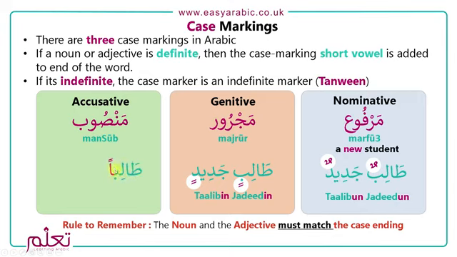So here when you add the double form of fatha, you have to add an alif, so طالبا, unless it's a ta marbuta. So it's طالبا جديدا, طالبا جديدا.